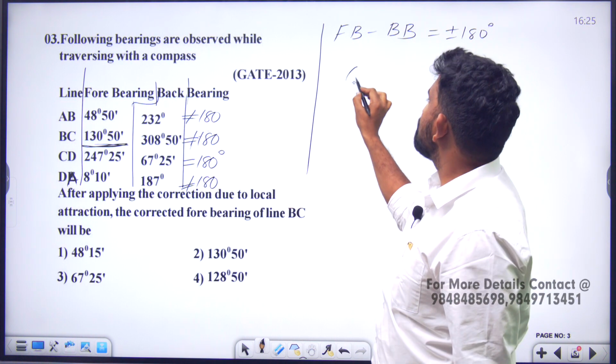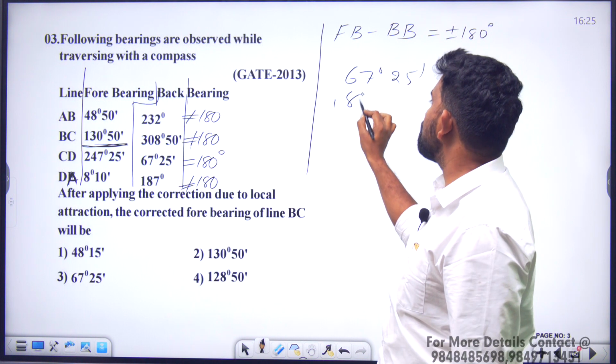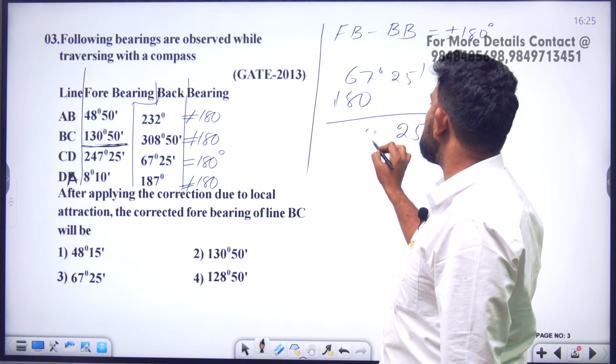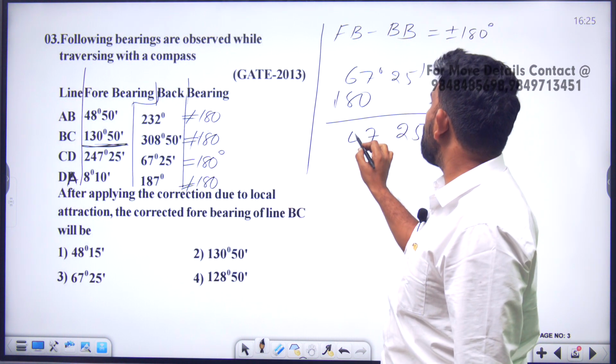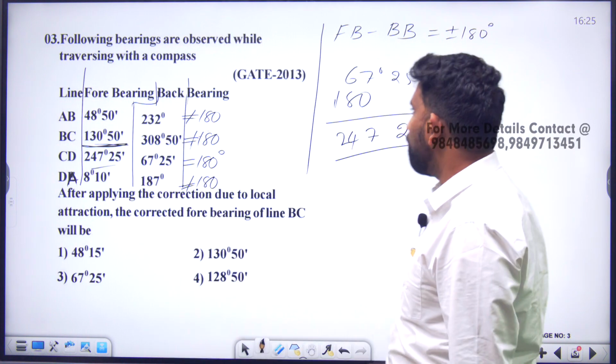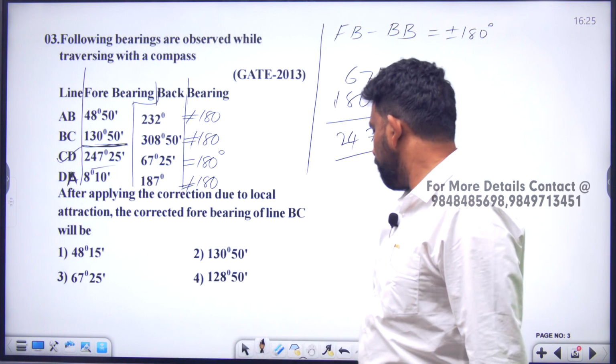Let me check once. 67 degrees 25 minutes plus 180 degrees. The value comes out to be 247 degrees 25 minutes. Yes, that is 247 degrees 25 minutes. So the given thing is correct. This line CD is correct.